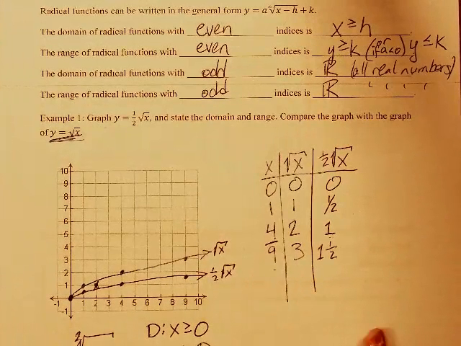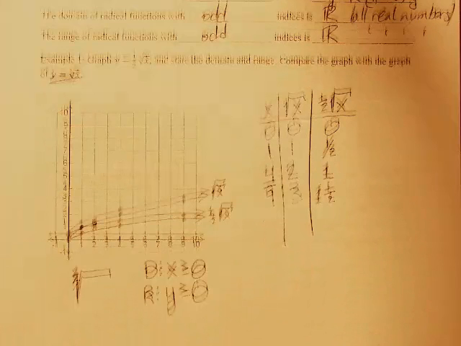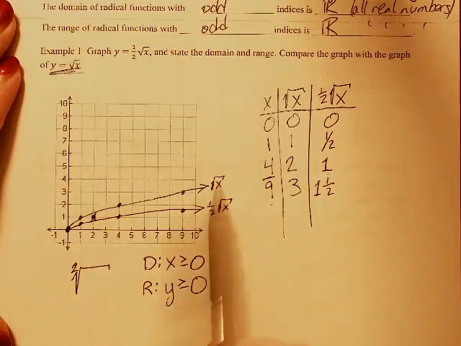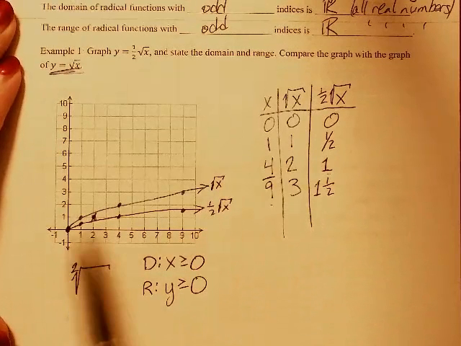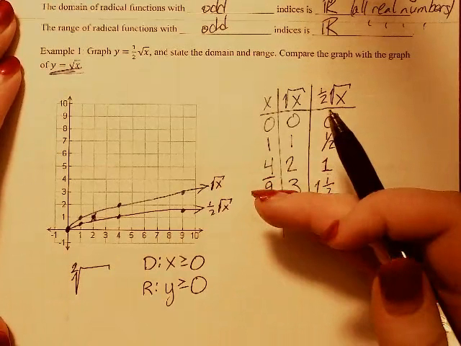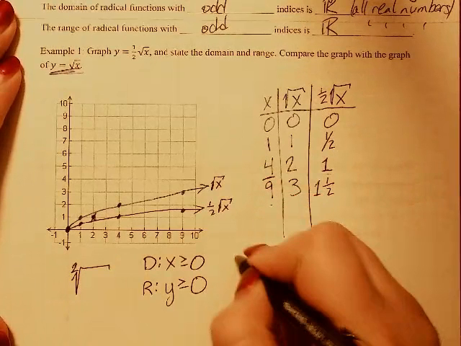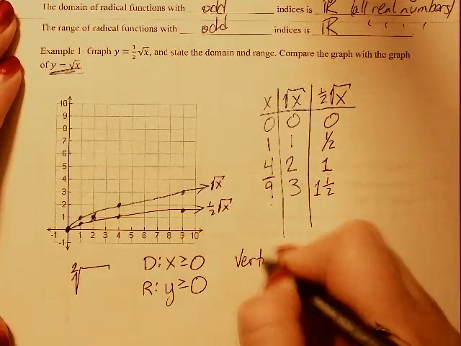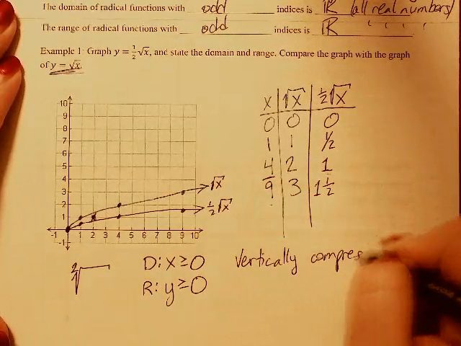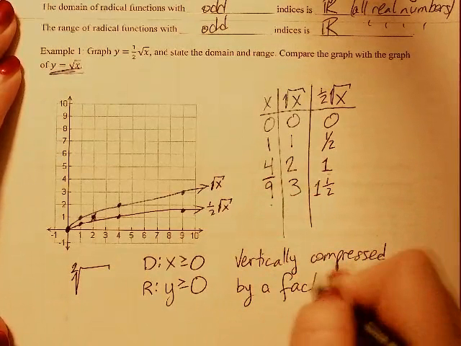And then compare the graph with the graph of y equals the square root of x. So we graphed y equals the square root of x, and we graphed y equals 1/2 the square root of x. And we can tell that the graph of 1/2 square root of x is a little bit shorter. So the mathematical terminology here is it's vertically compressed by a factor of 1/2.